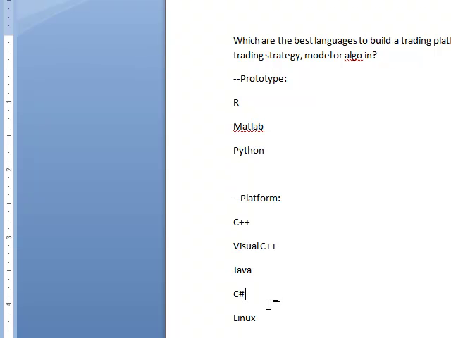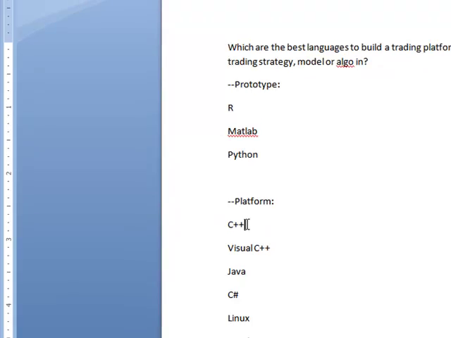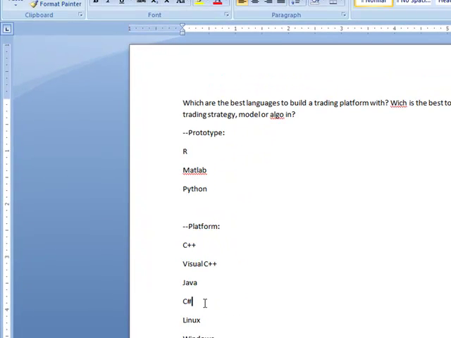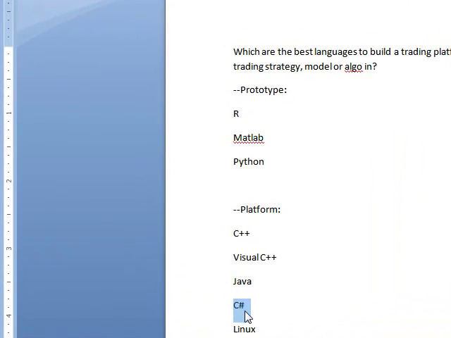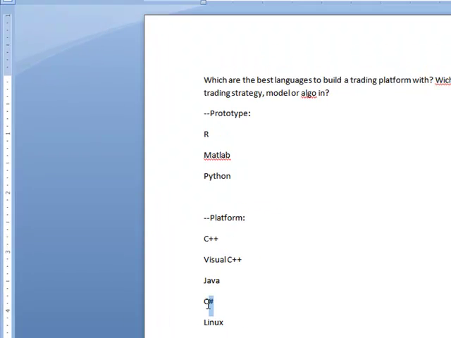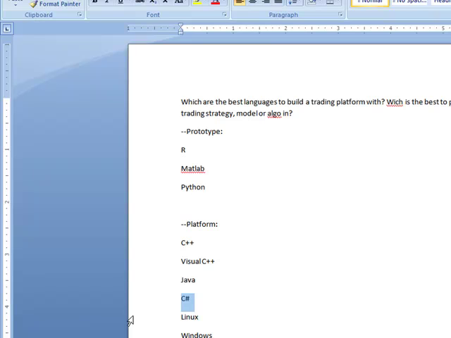Now, is it faster than C++? Hell no. But let's put it this way. If you're starting out and you want, like me, to get something up and running as fast as possible, C# is a good language. Yes, it is Windows. Yes, it is from Microsoft. But when Microsoft develops something really good, it's really good. And this is one of them. So I like my C#.